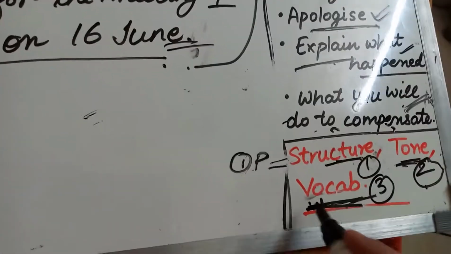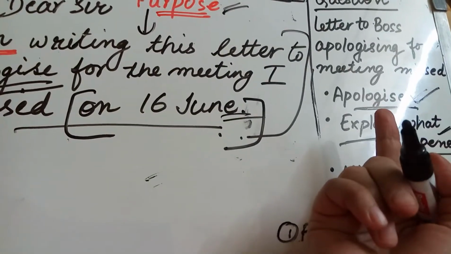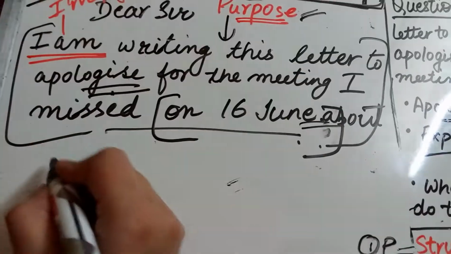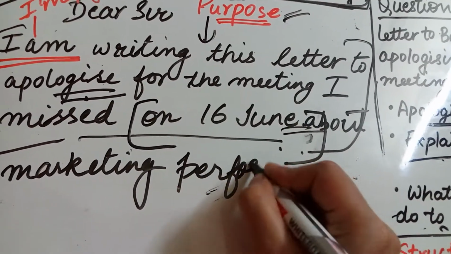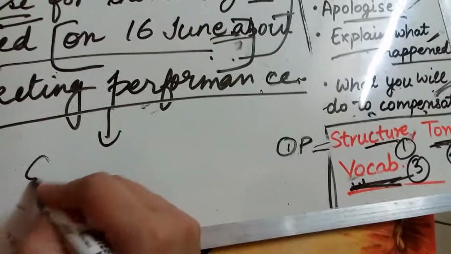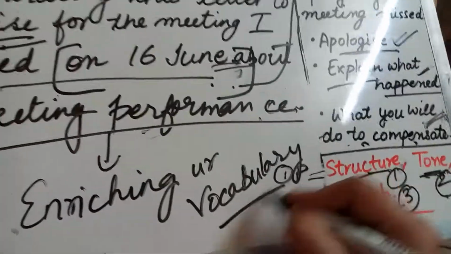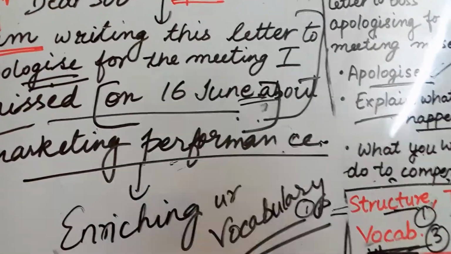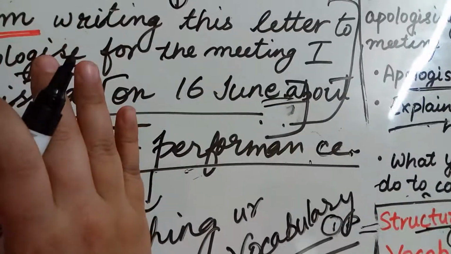Now, talking about the vocab, how will you enrich your vocab here? Here I have put in the date on my own. What else can you put on your own? You can put what the meeting was about: about marketing performance. So this is called enriching your vocabulary. You are actually extending the question to such an extent that you are putting your own ideas, your own imaginations in it. You getting my point? You just don't have to copy and paste the question in your answer. No, please do not do that.